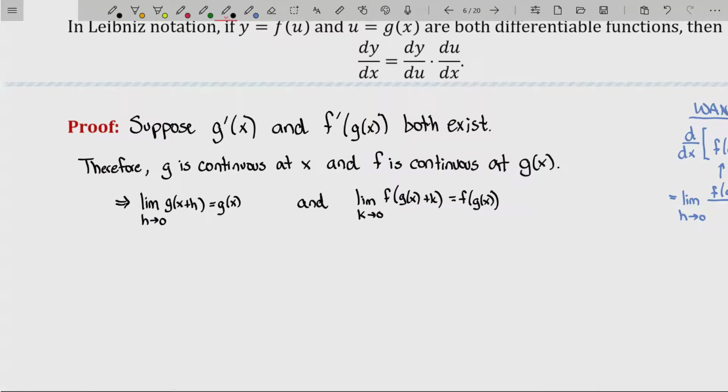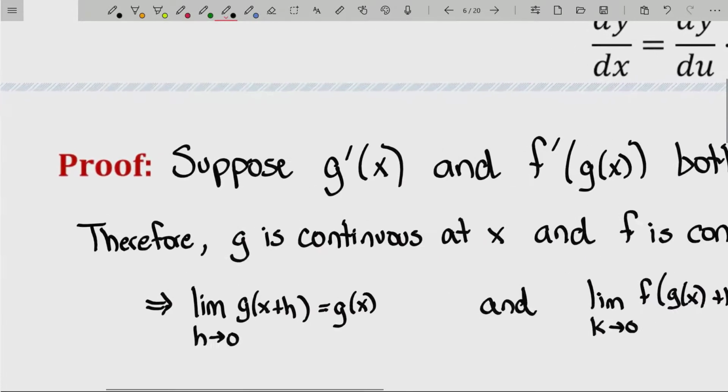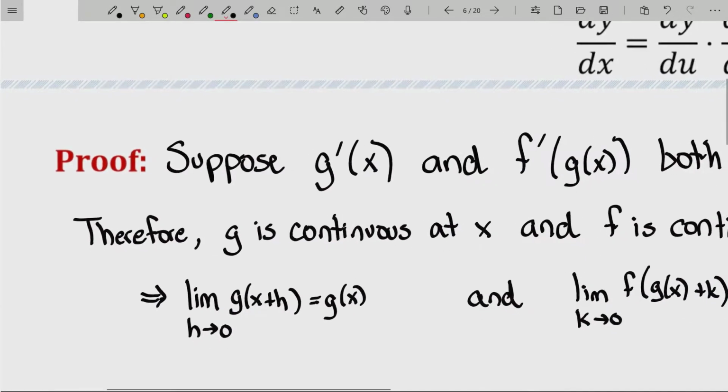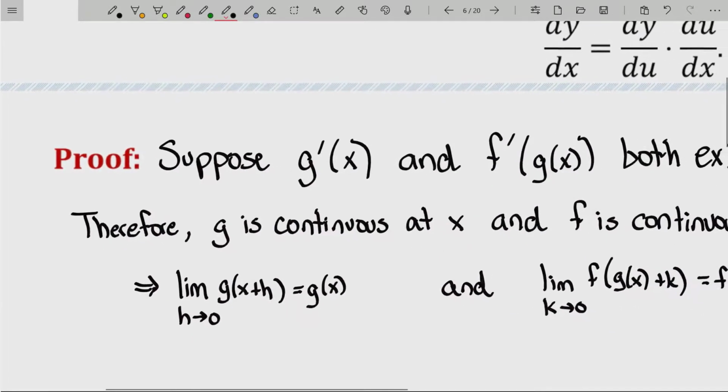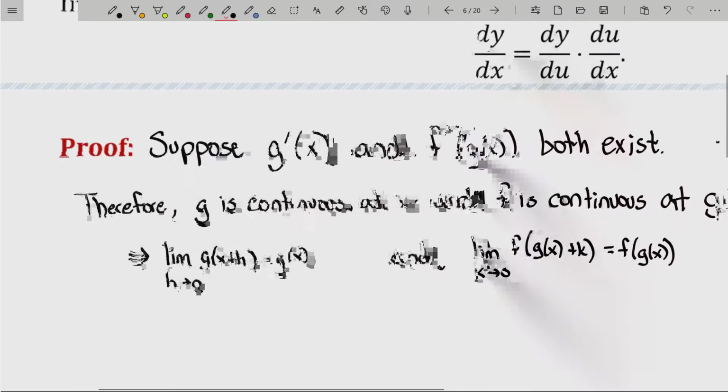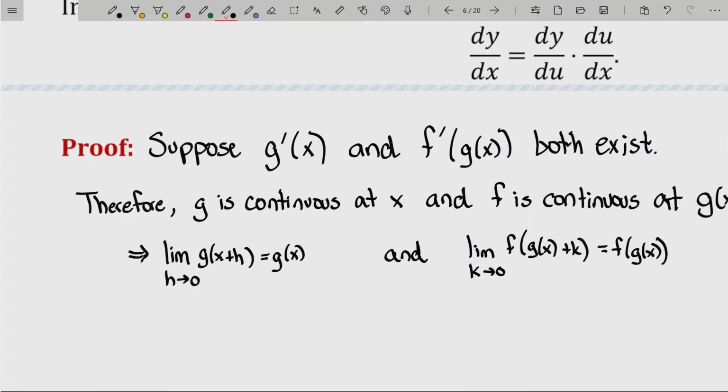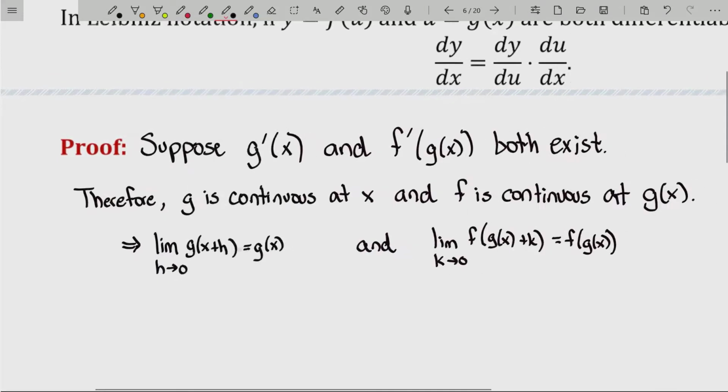Now, have we used all of our given information? The answer to that is no. We've supposed that g prime exists at x and that f prime exists at g of x. Great. And we've used kind of a lemma in a way that if you have differentiability at a point, you have continuity at that point. But we haven't actually used the definition of the derivative yet. So let's go ahead and also mention that. We haven't proven anything. We haven't even begun the proof. We're getting ready for the proof here.